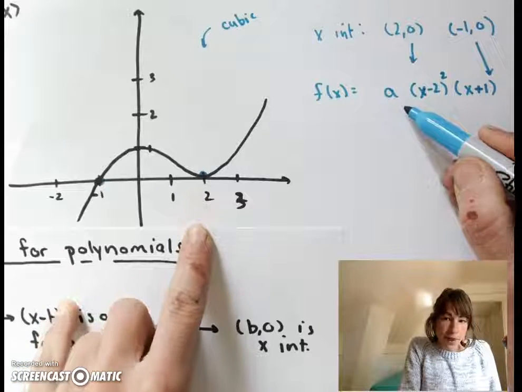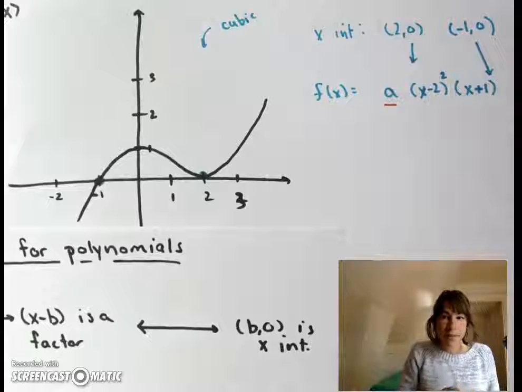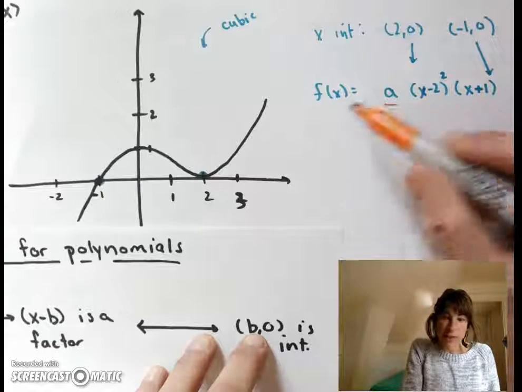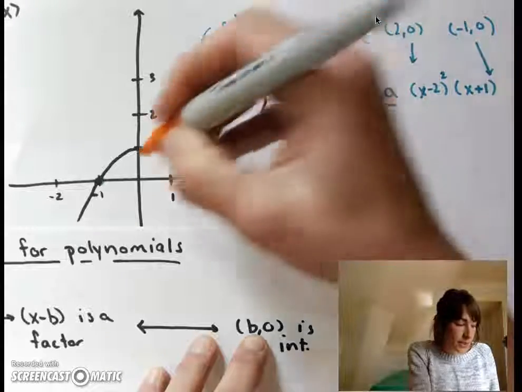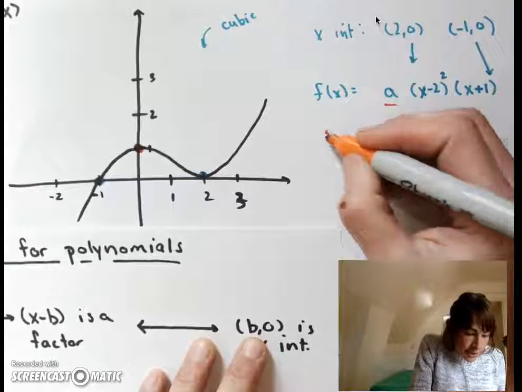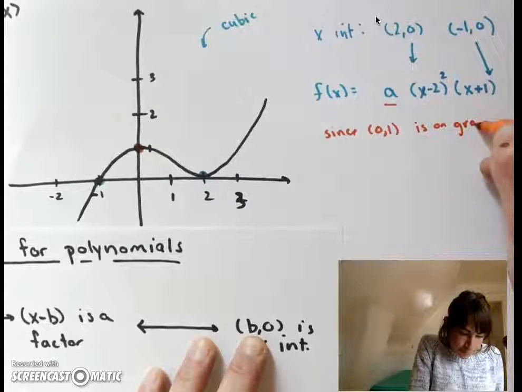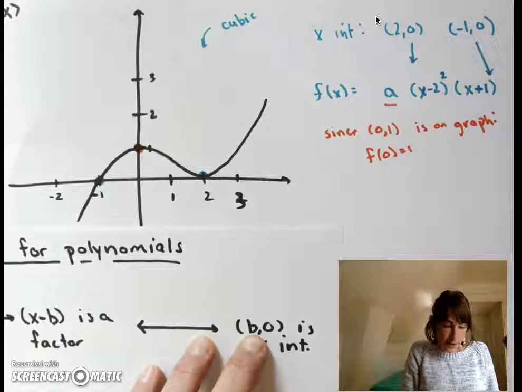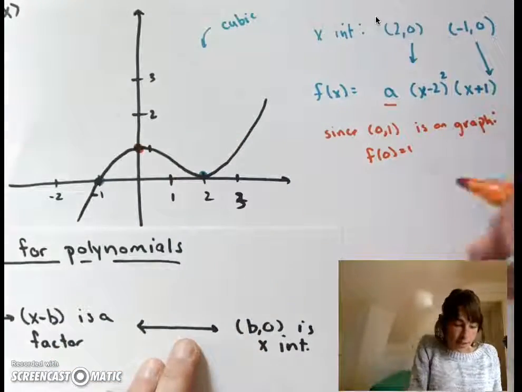Okay, so now in order to finish this equation, I need to find a. So to do that, I choose another point on my graph and plug it in for x and y so that I can solve for a. So a good point to choose is the y-intercept if I can. So since (0, 1) is on my graph, that means that f(0) equals 1. When I plug in 0, I get out 1. So I'll just plug 0 in for x and 1 in for f(x) and solve for a.